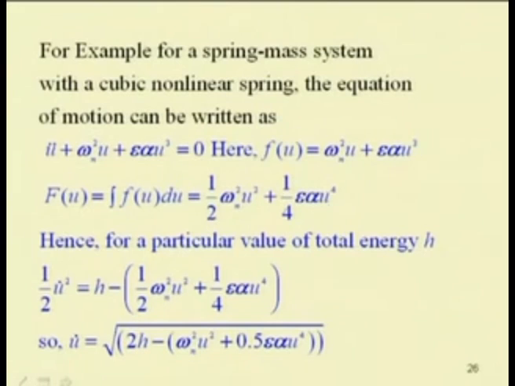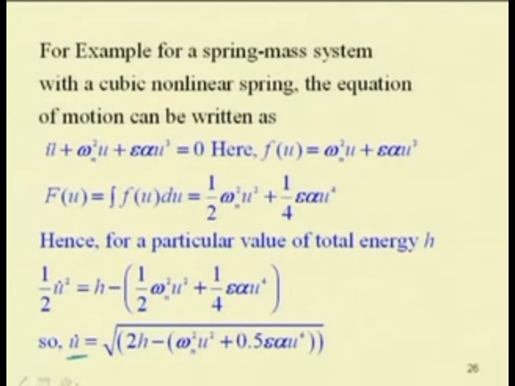For a particular value of total energy h, half u dot square will be equal to h minus the potential function, half omega n square u square plus 1 by 4 epsilon alpha u fourth. So, I can have u dot, that is the velocity. This velocity will be equal to root over 2h minus omega n square u square plus 0.5 epsilon alpha u fourth, with the 2 multiplied in.